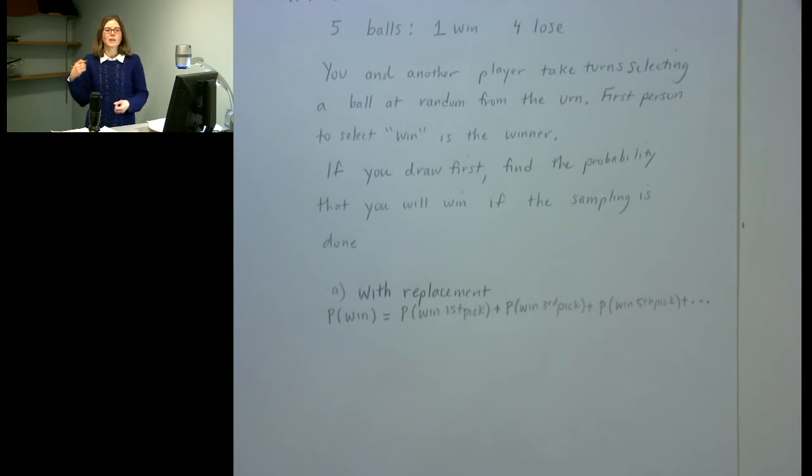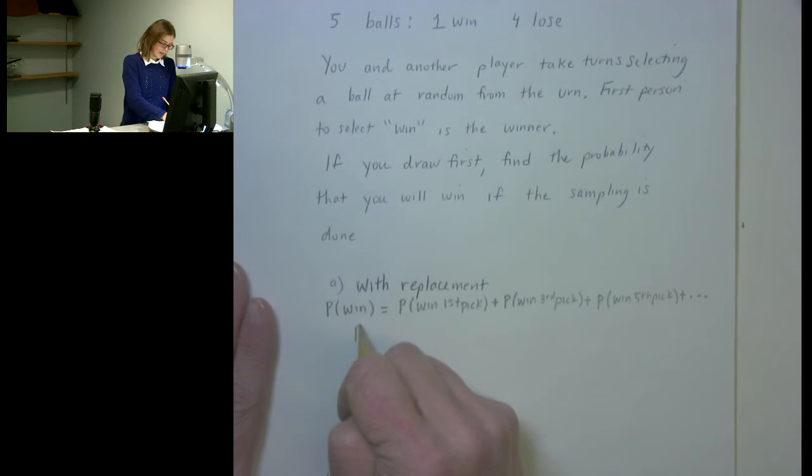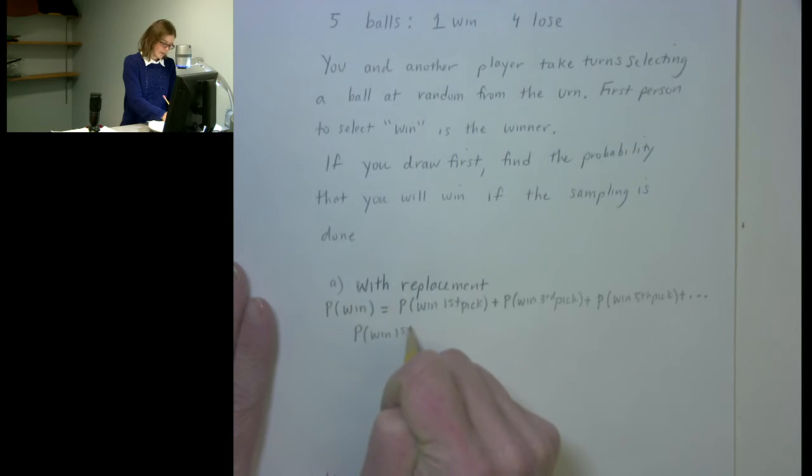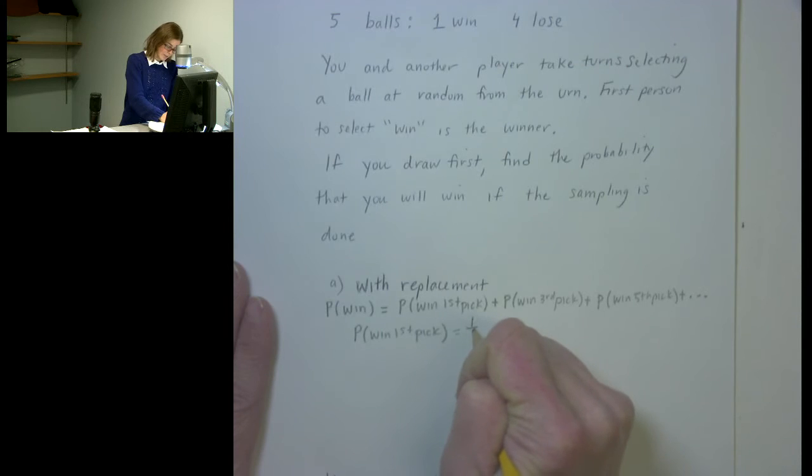That they never get that win ball. Very unlikely to go on for a super long time, but it's possible. So we're trying to figure out the probability of winning in this situation. We're going to end up with an infinite series that we have to work with. So first thing, say, okay, well, let's start thinking about what's the probability that we win with the first pick. We're randomly choosing. There are 5 balls. One says win, so the chance of winning on the first pick is 1/5.